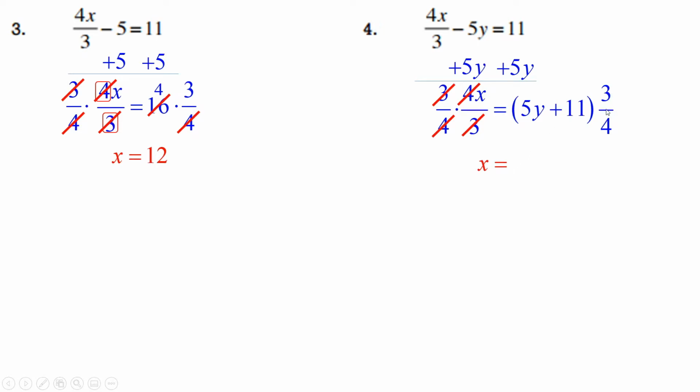And on the right you could distribute the 3/4 to both terms, but that's probably not going to make this any prettier, so I think I would just write this 3/4 times the quantity 5y plus 11. Call it good. Again, in a literal equation here, when we solve for x, in this case we have x in terms of y.